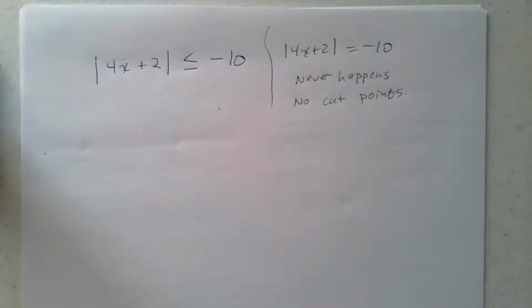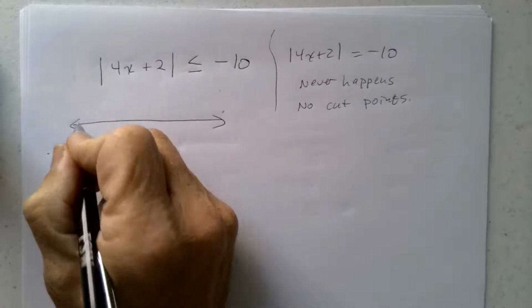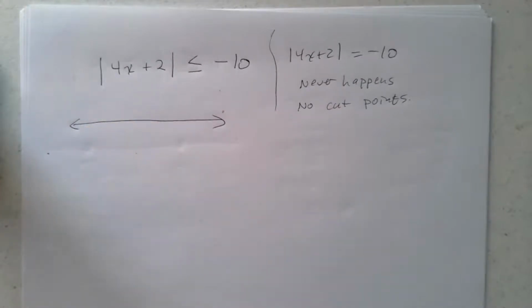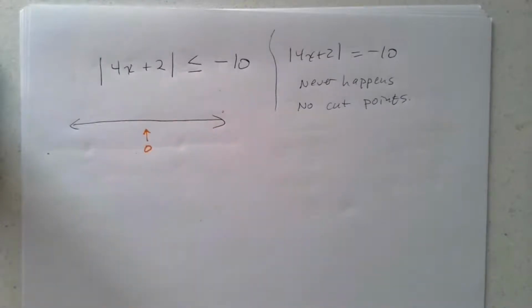So either everything is true or everything is false. I have no cut points, so I have nothing to test really, or I have no border lines. But let's look to see if it's true at 0. Is it true at 0?